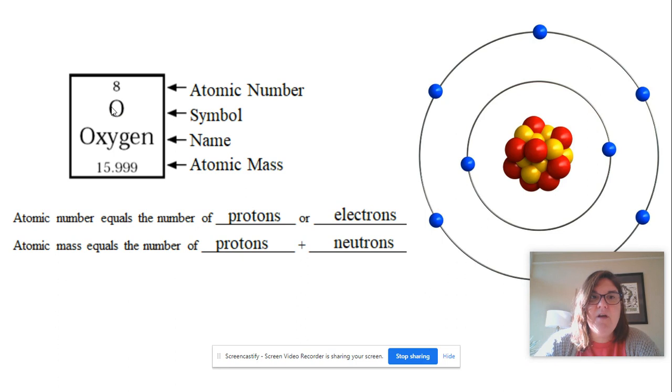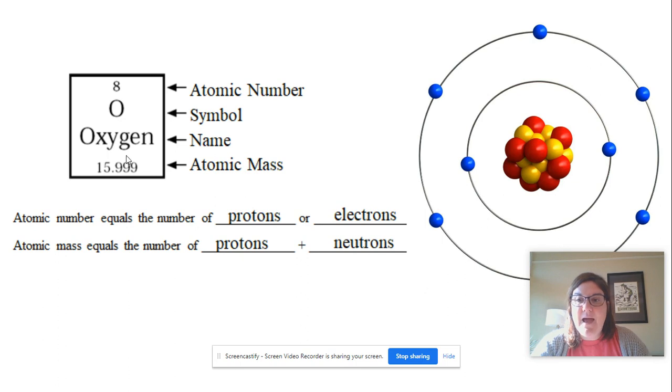Then you have the letter, which is the symbol. They're always going to be capitalized letters. And if you see more than one letter there, so for example, sodium is capital N, small a. The first letter is always going to be capitalized. Then, of course, you have the name and then the atomic mass.